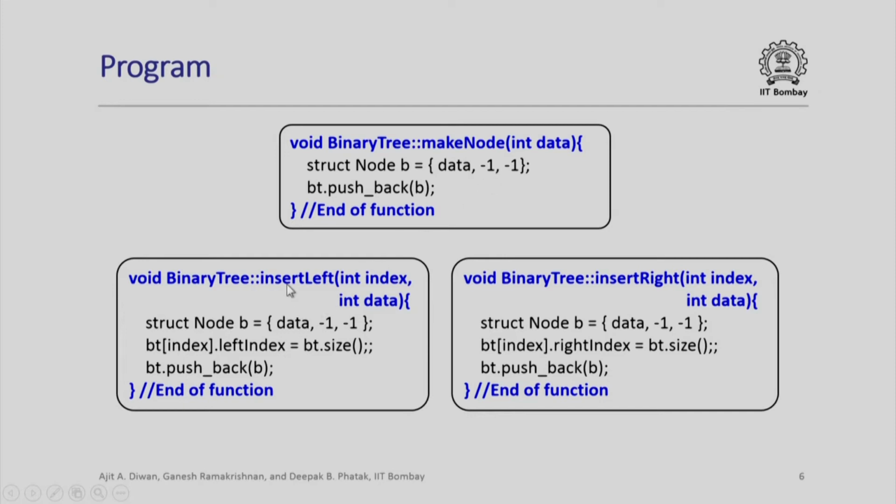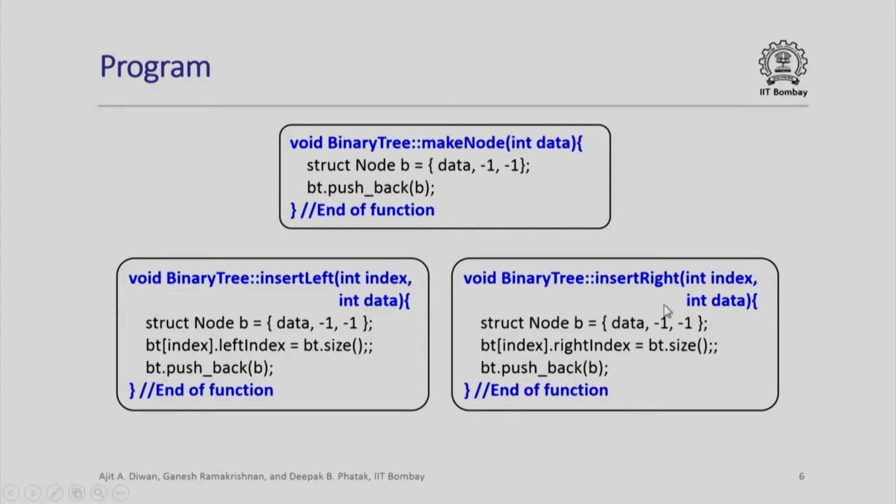Here is an insert left function, say struct node B which will have data and -1 as the initial values. Now, we say left index of the BT index is to be assigned the value BT dot size. What is the BT dot size? It depends upon how many nodes are there in the tree. So, if you have the size as only 1, this will have a value 1. When we push back B, this value B gets pushed back at that particular index value that we now wish to insert the new node in.